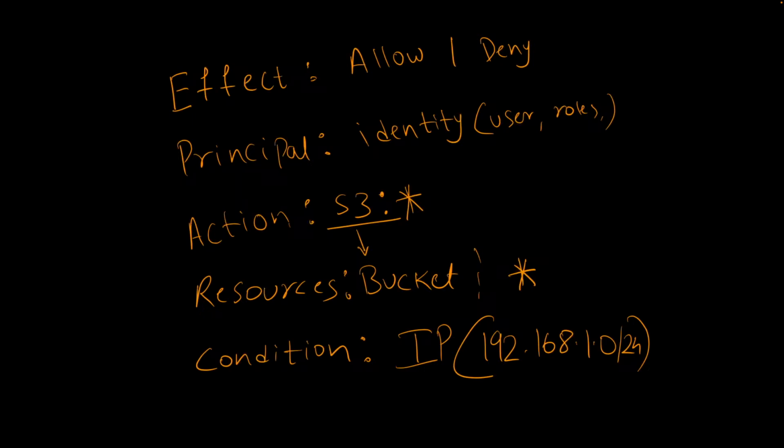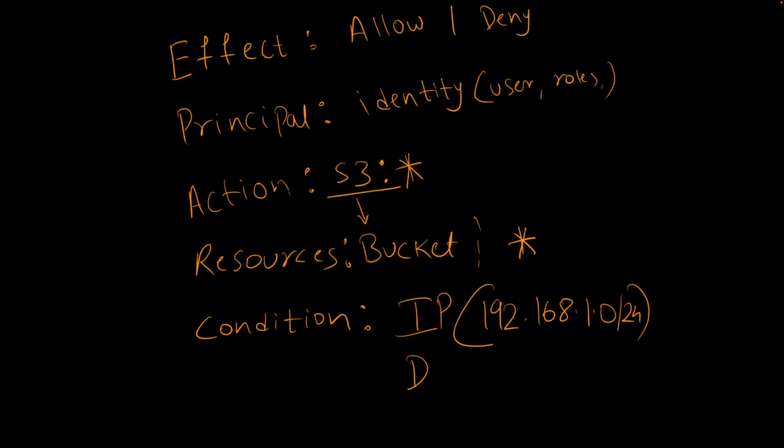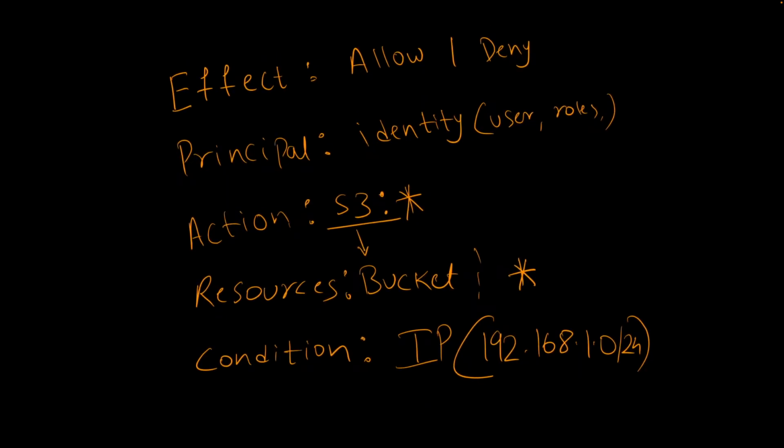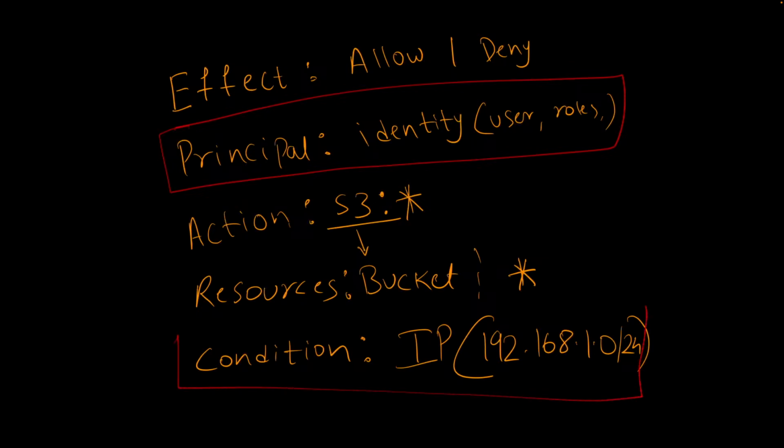So it can either be based on IP, on a particular date and time, or based on a particular region. So there are multiple conditions that you can use, right? Mind it that in a policy, everything else is compulsory, but principal and conditions are optional. So three things which are extremely important are effect, do you want to allow or deny, action, and resource.